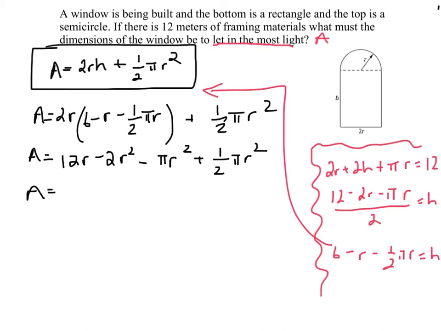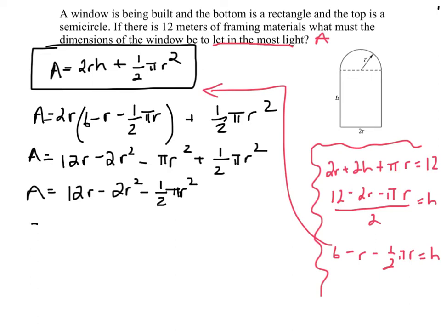So we keep going. I got 12r minus 2r squared. And if I have a negative pi r squared and a plus 1/2 pi r squared, then I have a net of minus 1/2 pi r squared, right? Because they're like terms. And you had a negative 1 and you added a positive 1/2. So this is about as simple as I can get the area equation.